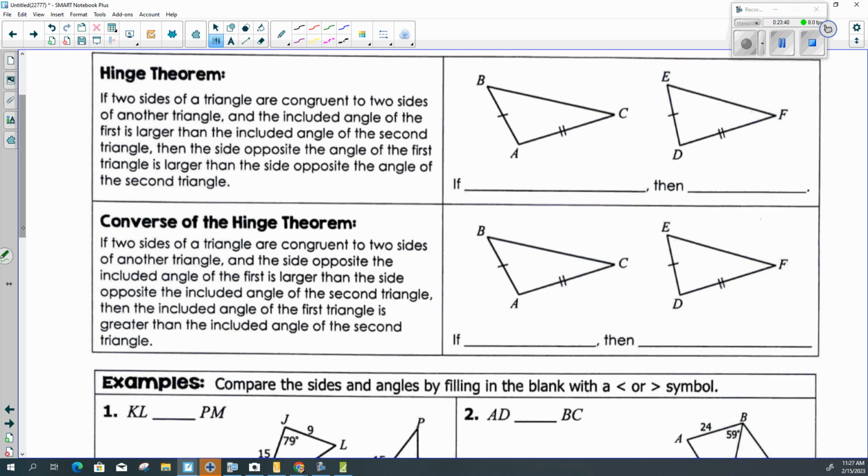Bergen, will you read the hinge theorem? First is larger than the included angle of the second triangle. Then the side opposite the angle of the first triangle is larger than the side opposite the angle of the second triangle. Right? That's a lot of words for that. Okay, the if. It's very important. So it says if there's two equal sides on two different triangles. So I'm liking to think about it like, say these are two sides.